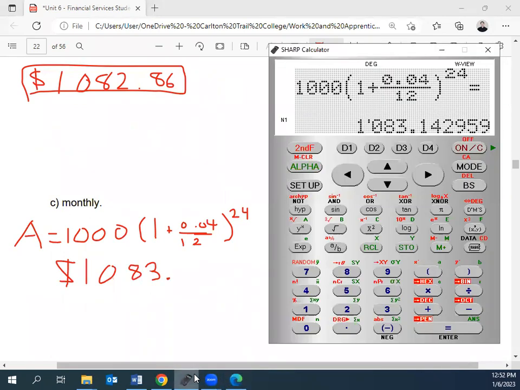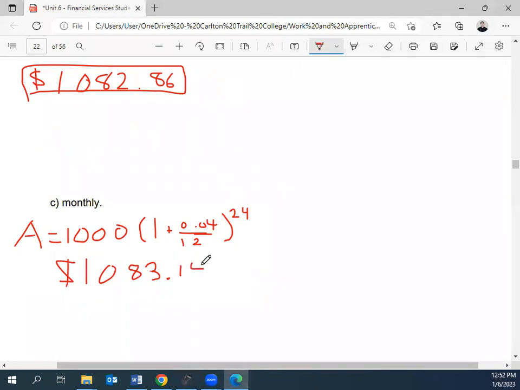What did I say? And 80, and 14. When stuff compounds more frequently, it means that the interest increases faster. So this is really good from a savings perspective. This is really bad if you owe someone money. Again, we're only doing 2 years.